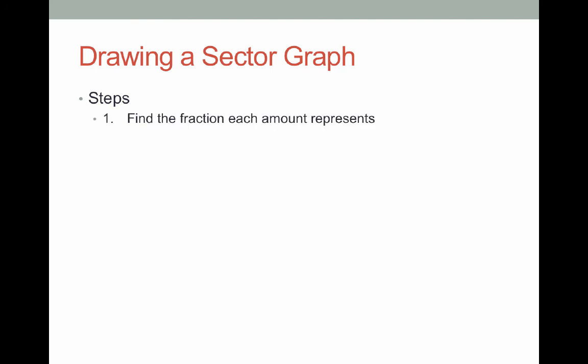So step number 1, we found the fraction that each amount represented. So 36 represented a fraction of 36 out of 72. Then what we did was we multiplied the fraction by 360 because a circle adds up to 360 degrees, and that gave us the size of the sector angle. In our case, 36 out of 72 was multiplied by 360, and it gave us 180.